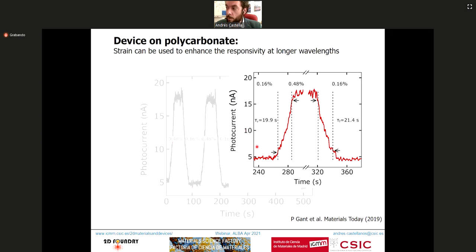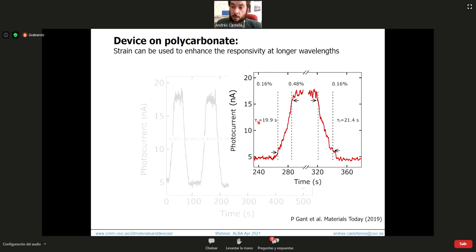If we zoom in, we see that the response time of our devices is around 20 seconds because it's the thermalization time of our temperature stage. It's not an intrinsic property of our molybdenum disulfide photodetectors.